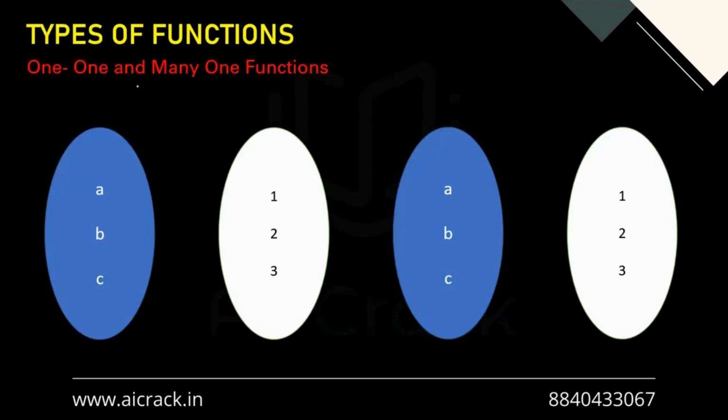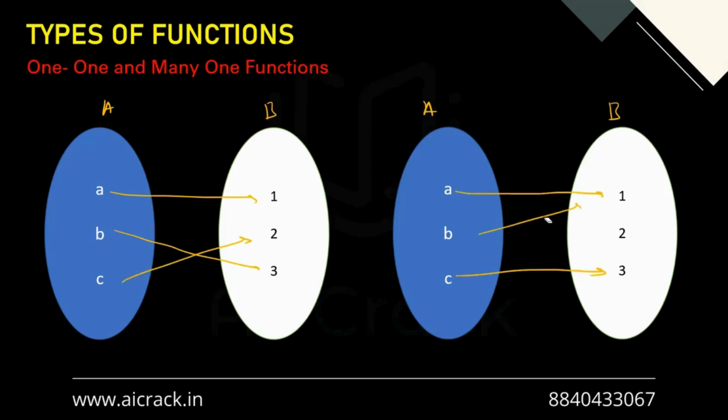Now let's talk about 1-1 functions. So we have this set A and set B. Let's define two functions over here. The first one looks like this one and the second one looks like this one. So what is happening over here? In this first function, we have all these images in set B having one single pre-image in set A.